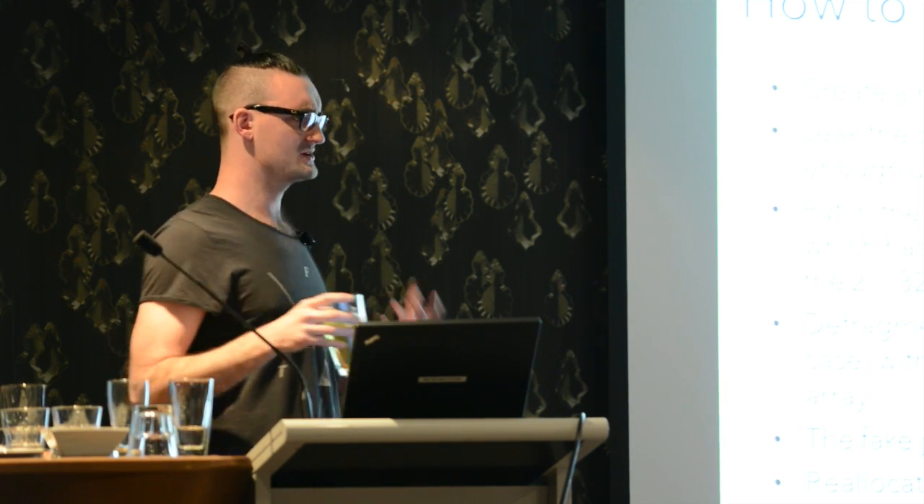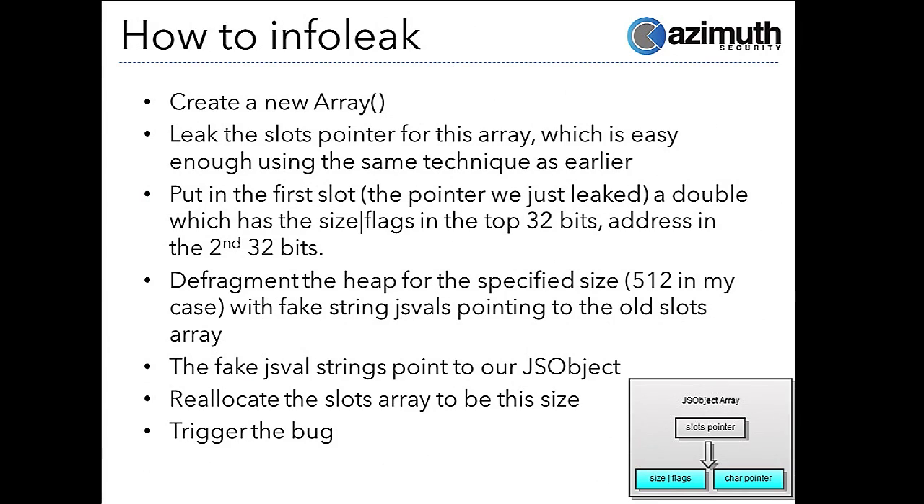So, the actual how-to of the info leak. These are the dot points of how I do it. I create a new array. I leak the slots pointer for that item, which now means I know where that JS object is in memory. I know there are a couple of values there that I can set. In the first slot, I put our size and order with our flags, moved slightly over in the top 32 bits, and then the address in the second 32 bits. So I've created the fake object we're pointing to.